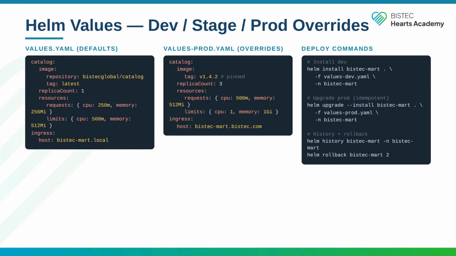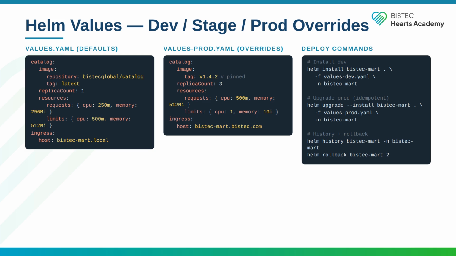This slide shows the values pattern in practice. values.yaml holds safe defaults: latest image tag, 1 replica, conservative resource limits. The prod values file overrides what needs to be different in production: a pinned image tag, 3 replicas, higher resource limits, and the production hostname.